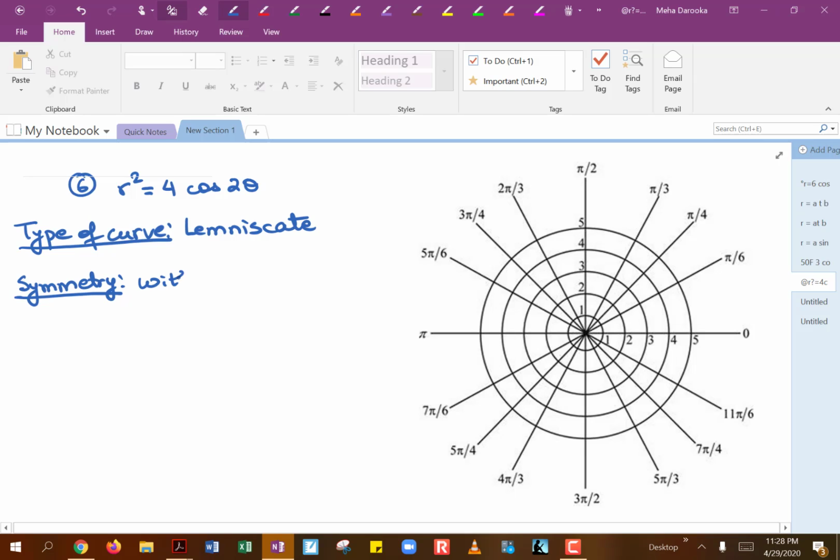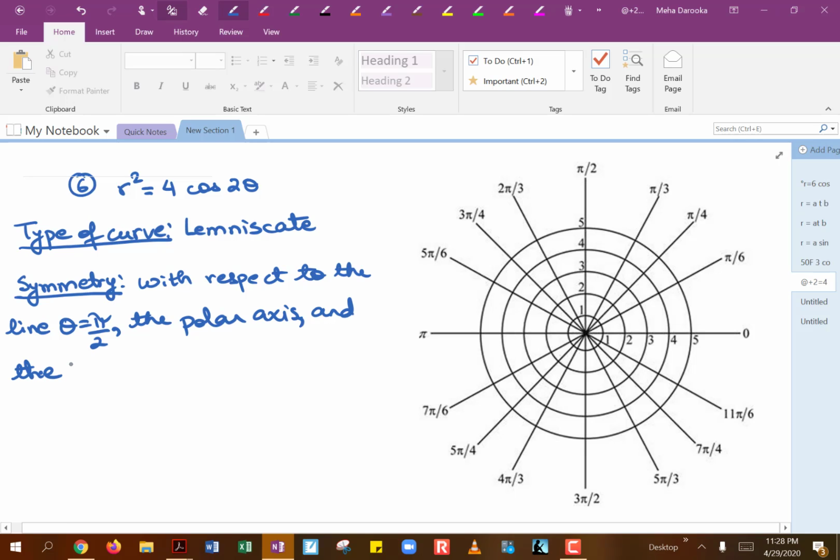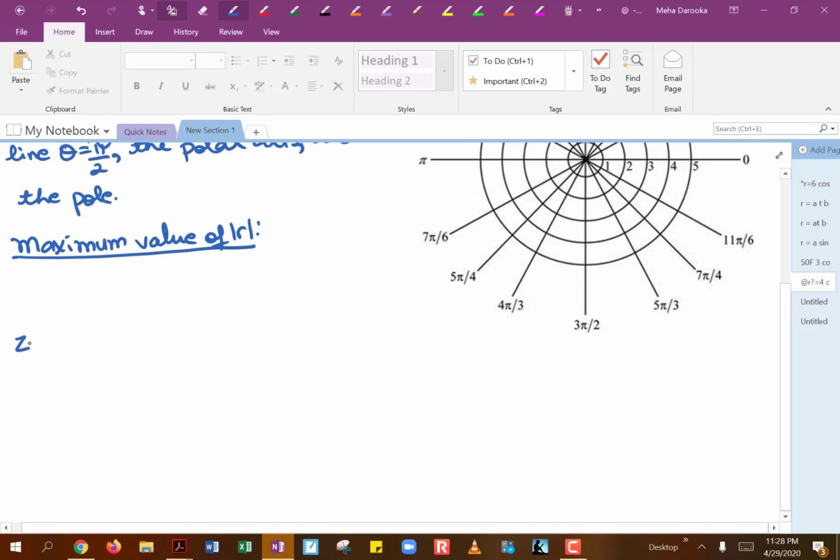And this one will actually have symmetry with respect to the line theta equals pi halves, with respect to the polar axis, and with respect to the pole. So it's actually going to exhibit all three types of symmetry here. Now let's see what we get for the maximum value of absolute value of r, and where will our zeros be.